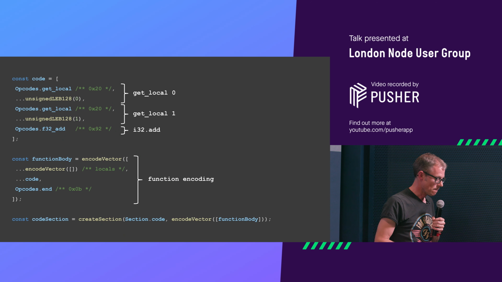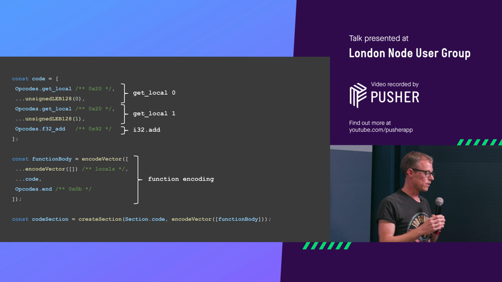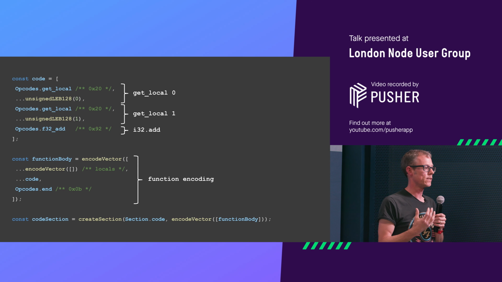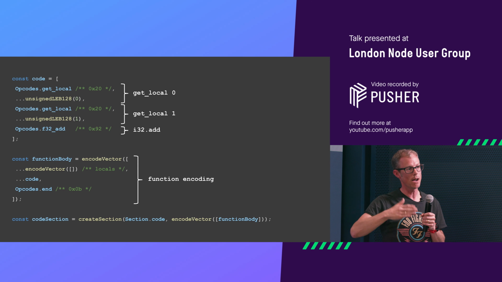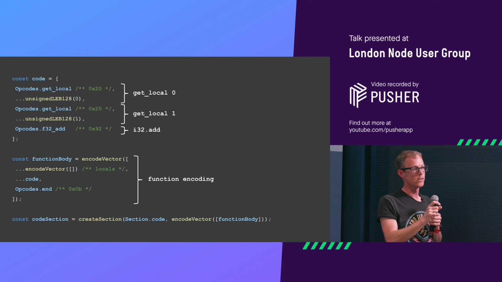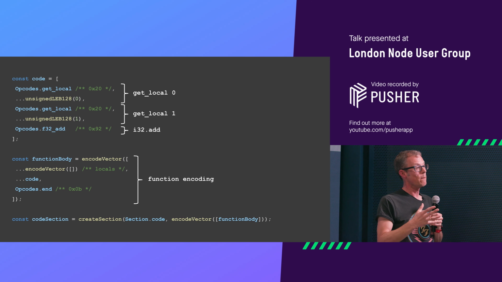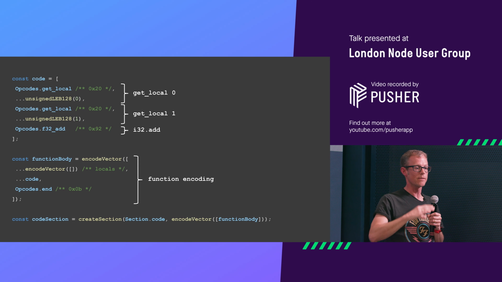Add operation, shall I say. Then I'm encoding it as a function. So the binary format of WebAssembly has various encodings, and to be honest, they're all really quite simple. If you have various arrays of bytes, it encodes the length at the beginning, and then the bytes follow afterwards.